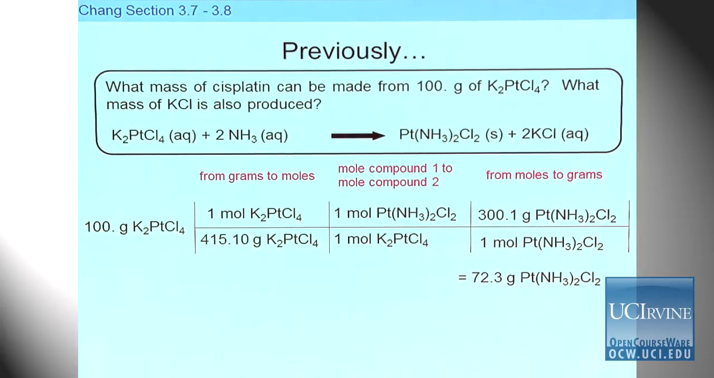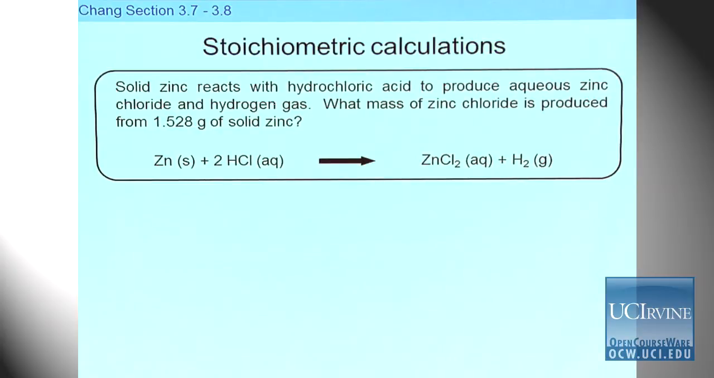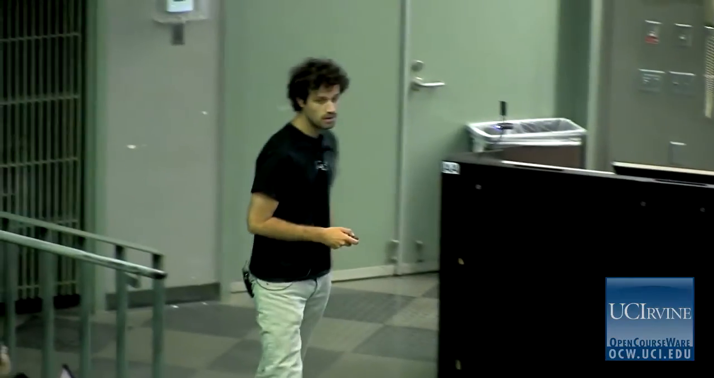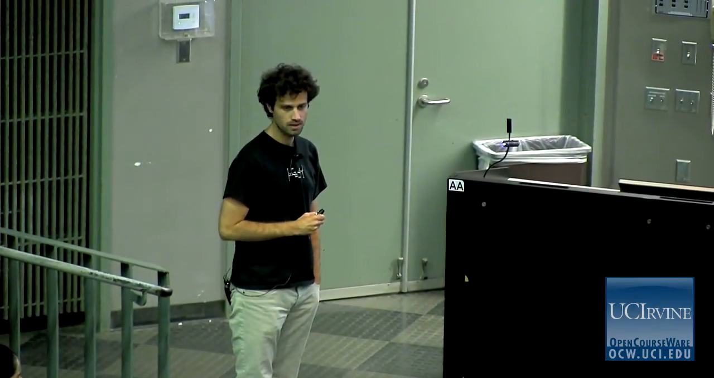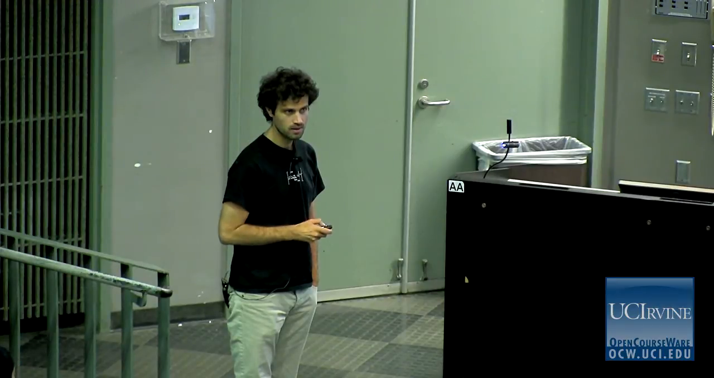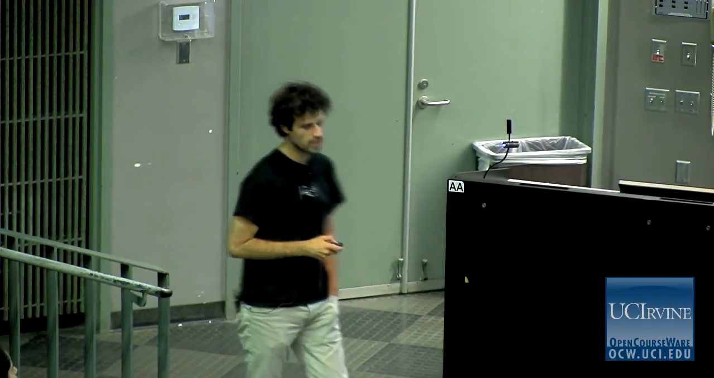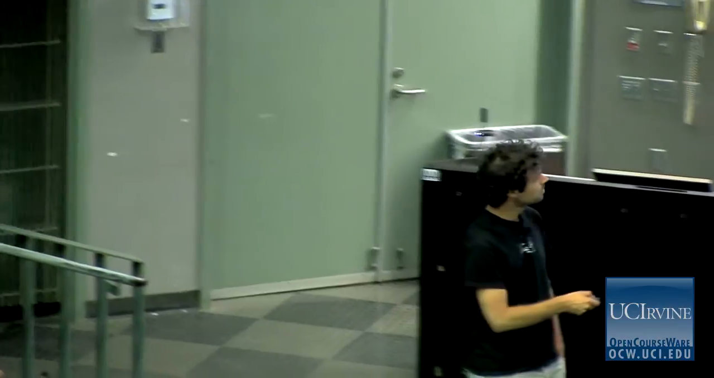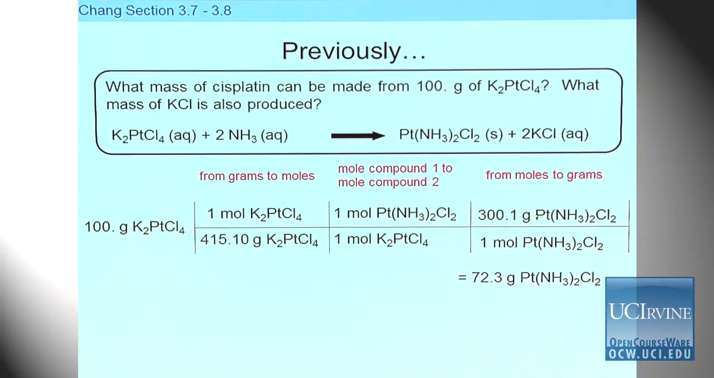And this holds for any kind of chemical equation. So that means it also holds for this one. Yes, question. Say again? This is the molar mass of this compound. How do you get that? You go to the periodic table, 2 times chlorine, and then you add it all up.